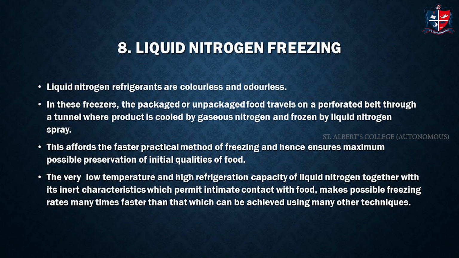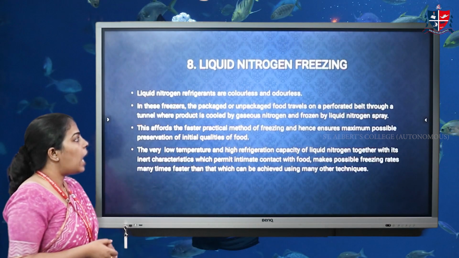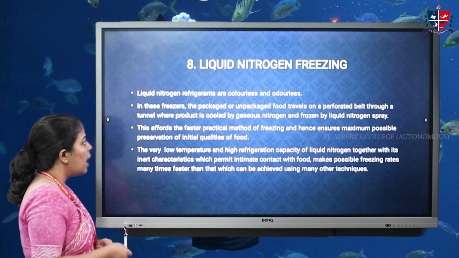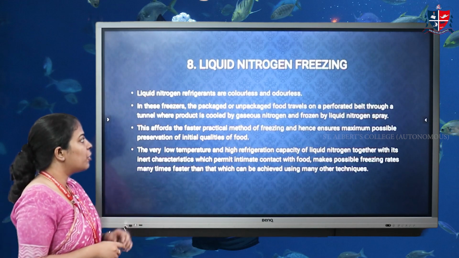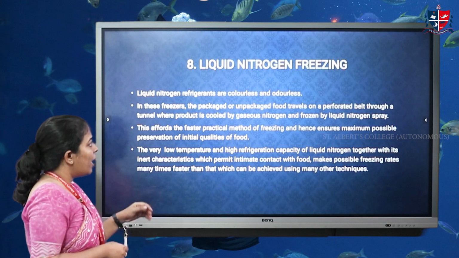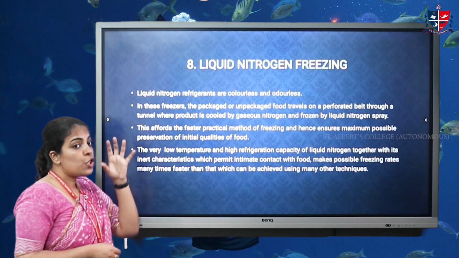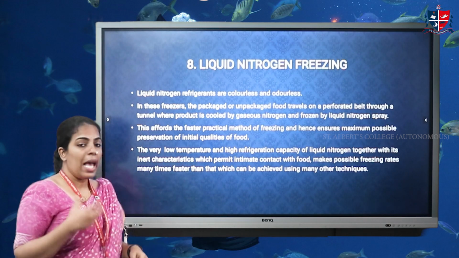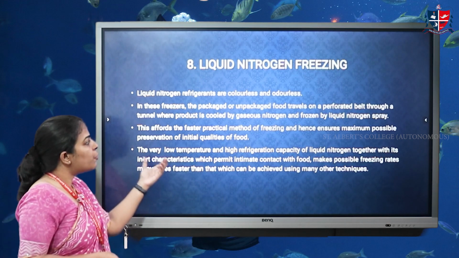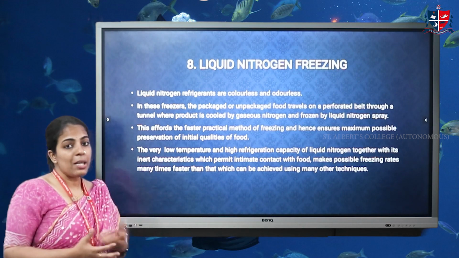Now, next is liquid nitrogen freezing. In the case of liquid nitrogen freezing, the nitrogen is colorless and odorless. It is done with the help of a perforated belt. The major highlight of this kind of freezer is the gaseous nitrogen and liquid nitrogen spray, where the products are initially cooled by the gaseous nitrogen, and then frozen by the liquid nitrogen spray. And this affords a very flexible kind of freezing.